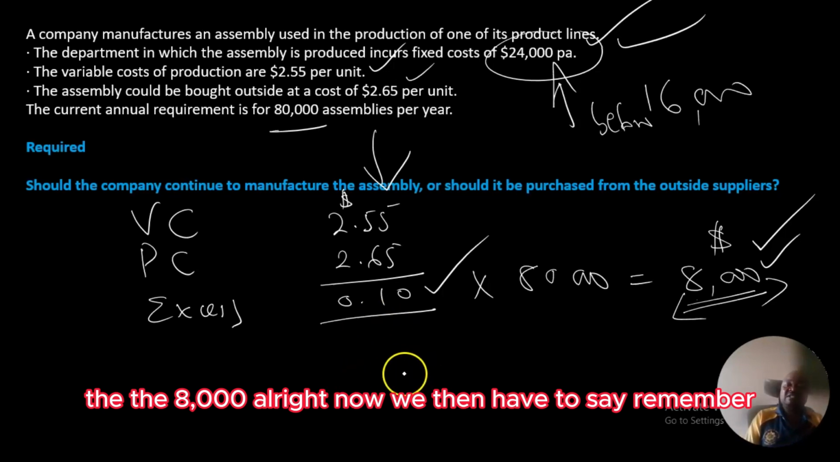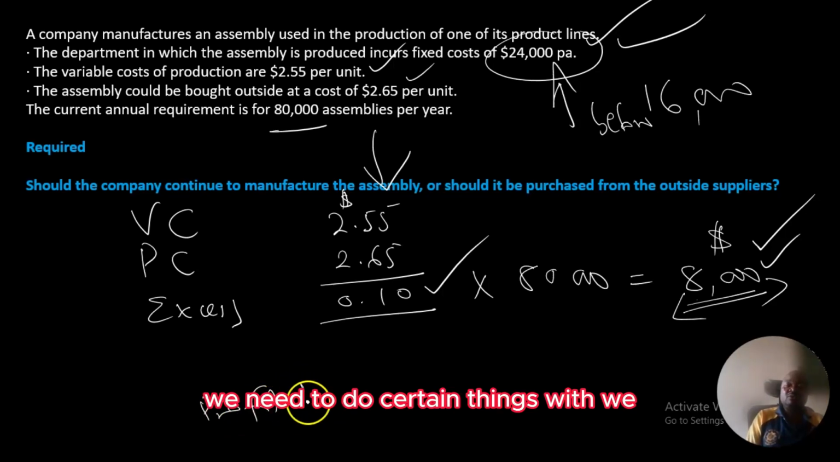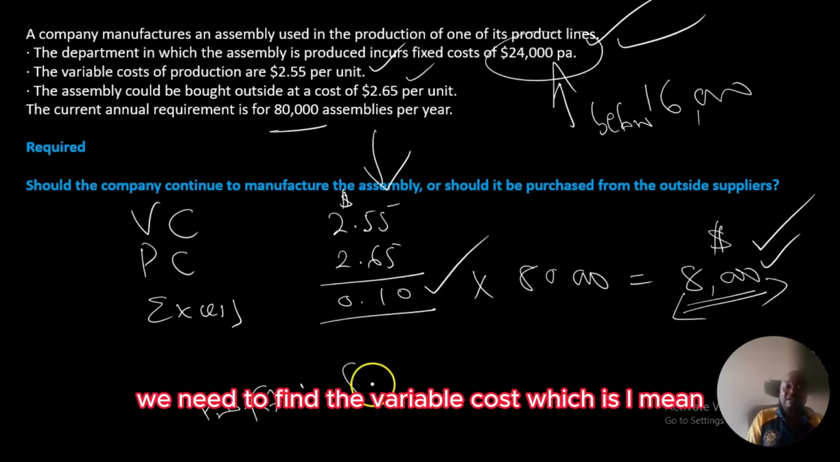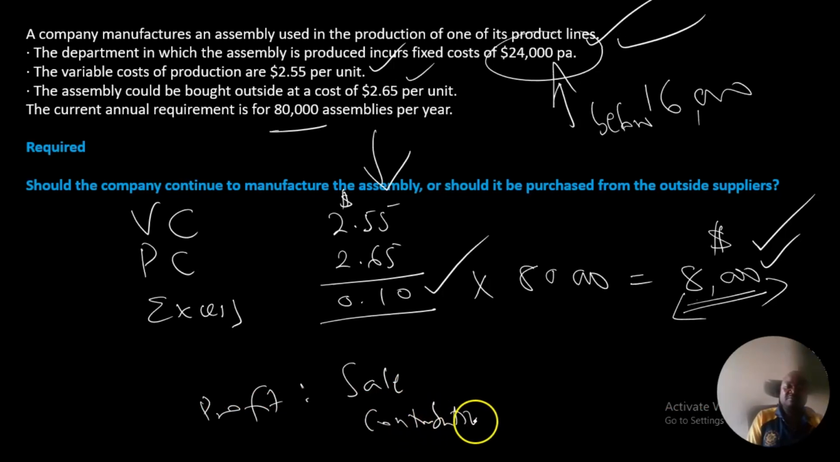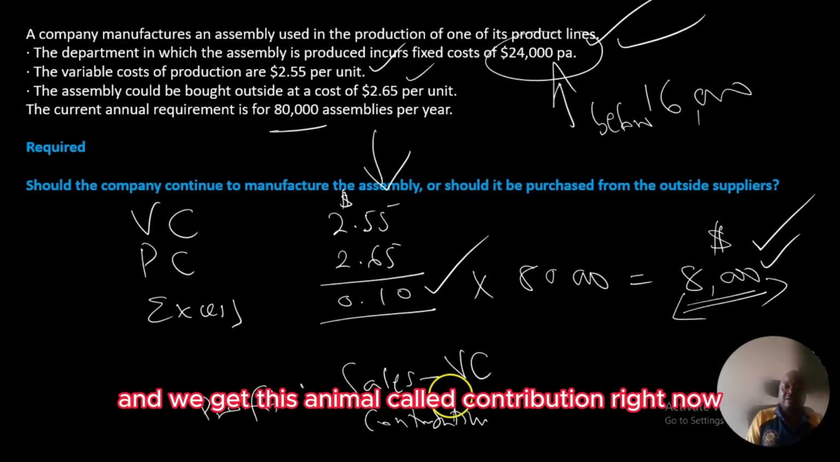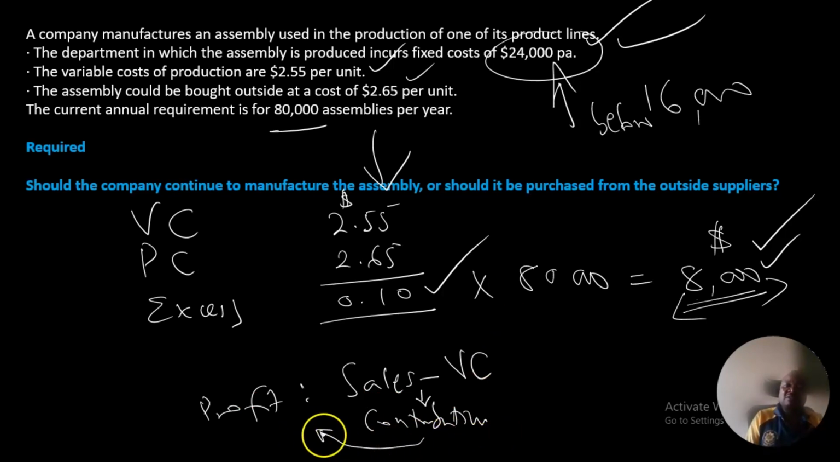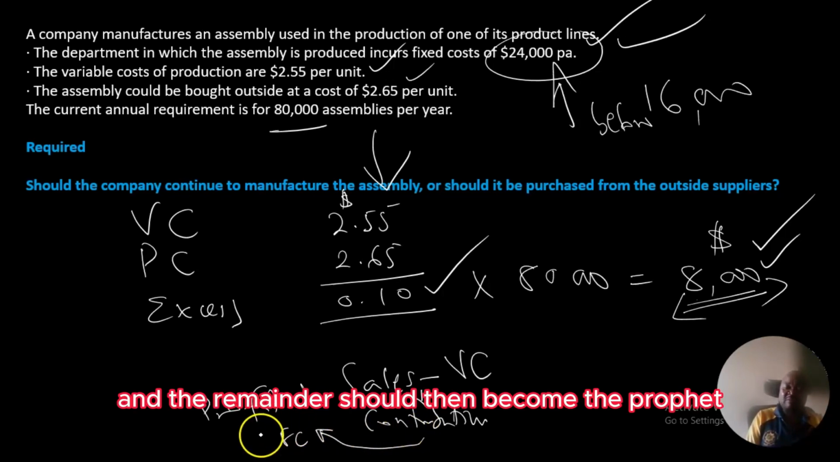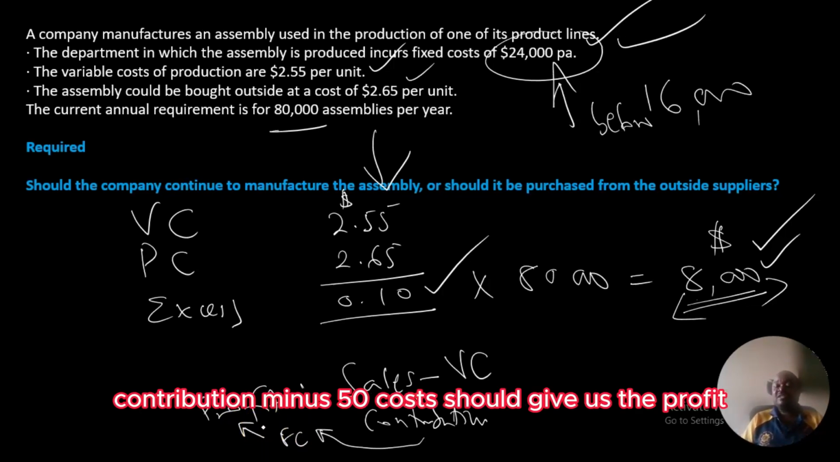Now we then have to say, remember, for us to arrive at a profit, we need to do certain things. We need to find what is called the contribution, which is the sales less variable cost. Okay, and we get this animal called contribution. All right. Now, but for us to arrive at the profit, we then have to deduct fixed costs, and the remainder should then become the profit. So contribution minus fixed costs should give us the profit.